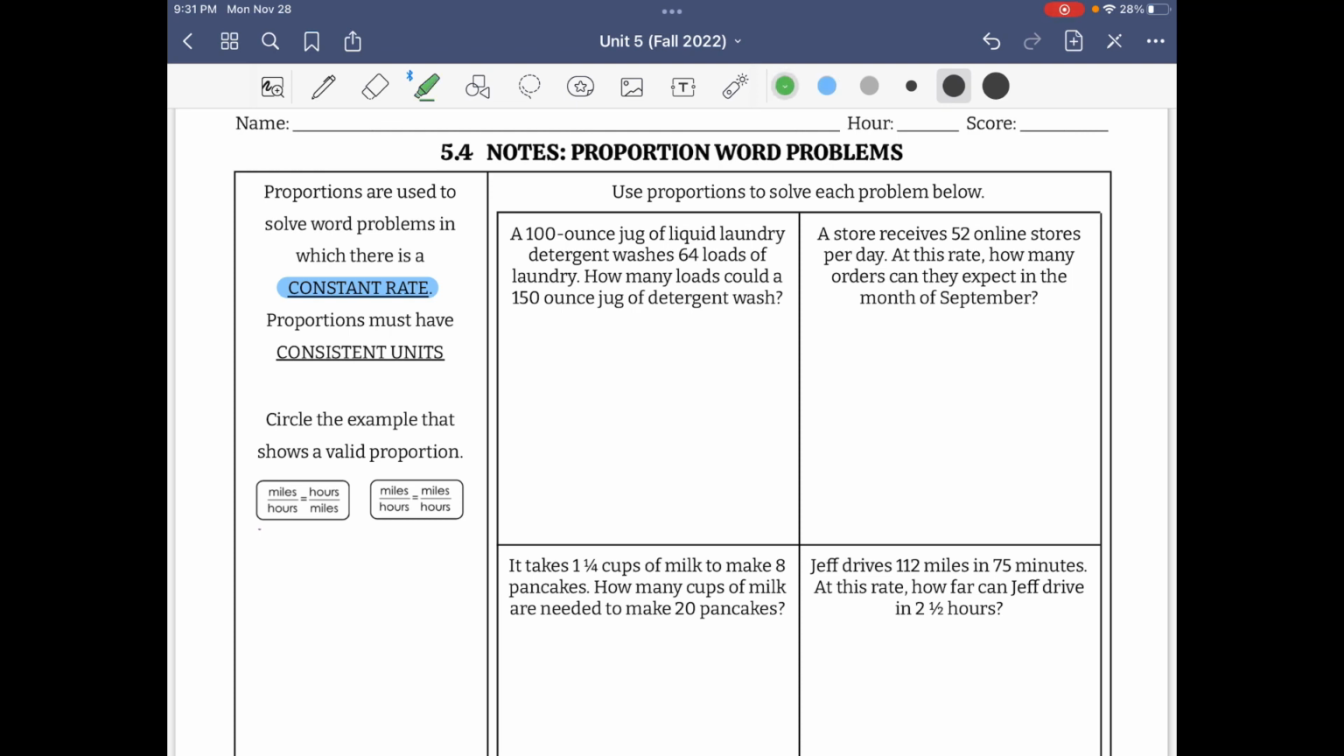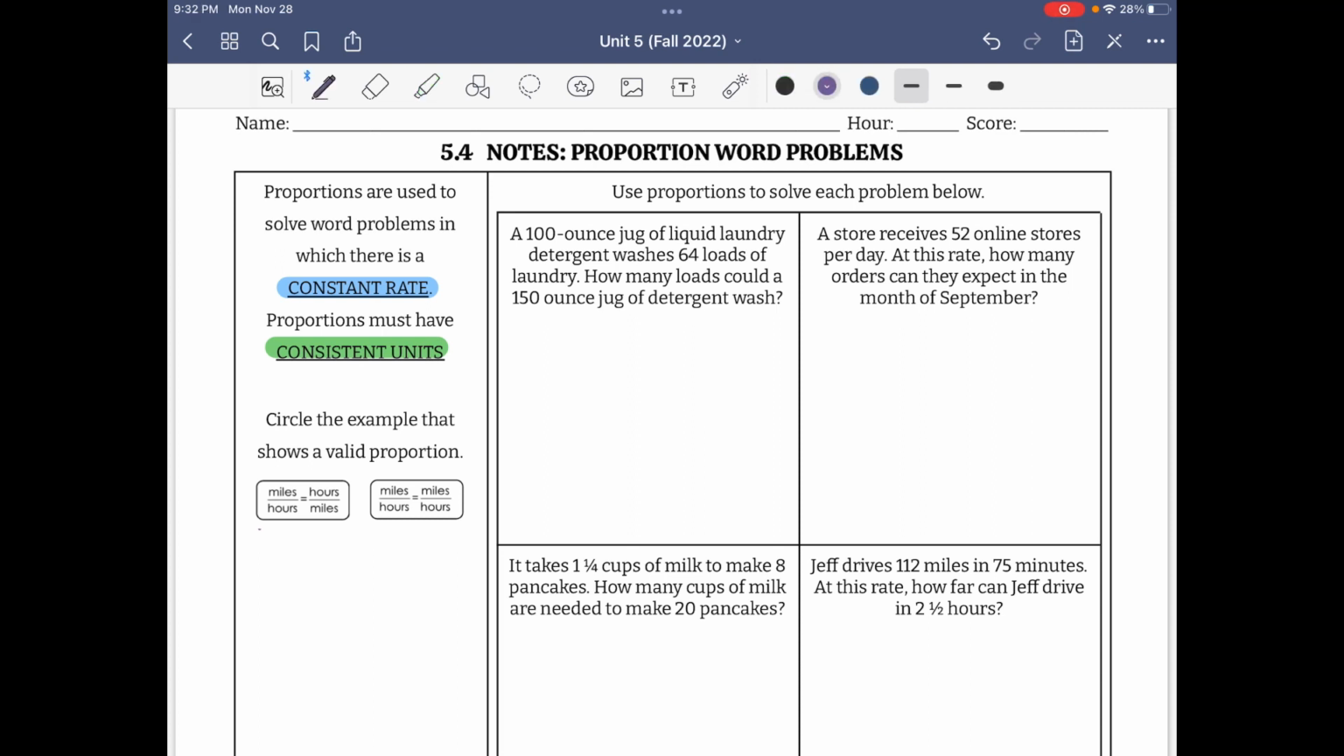Then, the most important part about solving them is that you have to have consistent units. What this means is, if you're going to put one type of unit on the top, it has to be on the top for both fractions. If you're going to put it on the bottom, it has to stay on the bottom for both fractions. Now, we're going to take a look at two examples down here.